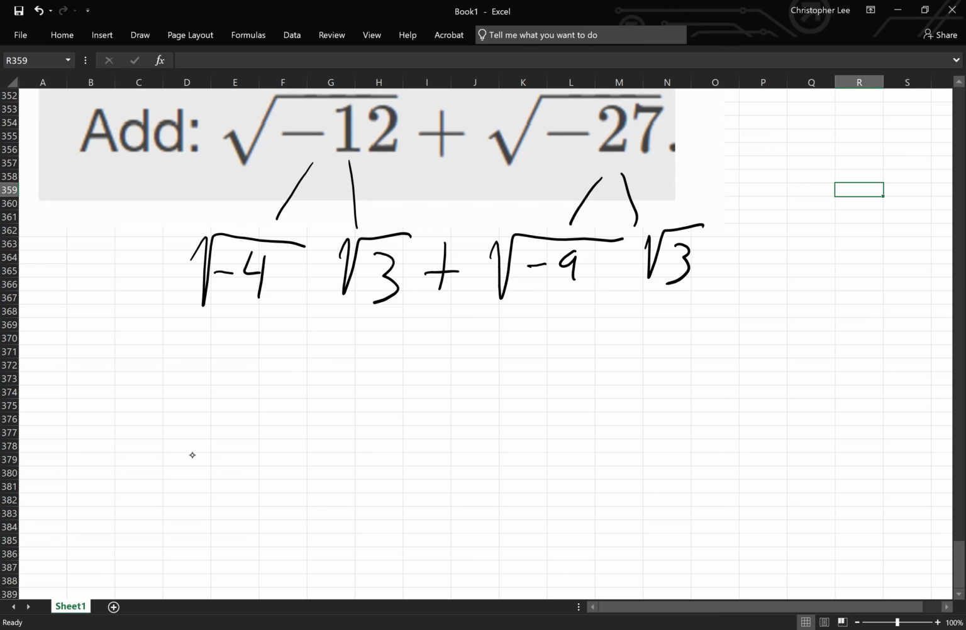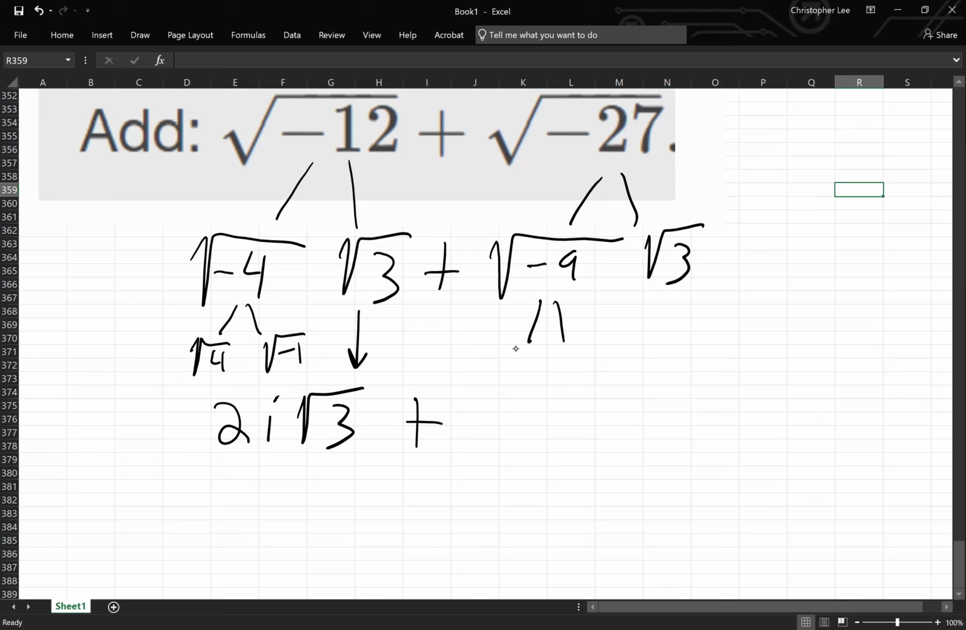This is going to get broken up, right? Into square root 4 and square root negative 1, which becomes 2i. And just bring down the square root 3. Plus, this is going to become what? Square root 9 times square root negative 1, right? Bring down square root 3. So this becomes 3i.